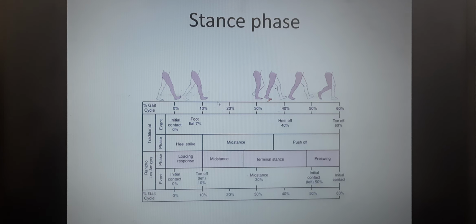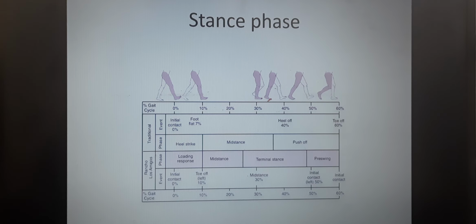Another one is mid stance. It is the point at which the body weight is directly over the supporting lower limb, like here. It accounts for usually around 30% of the gait cycle.